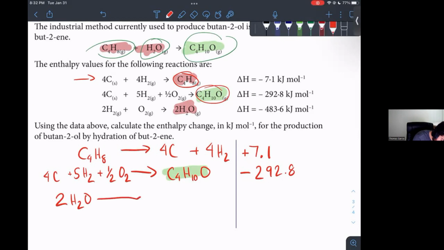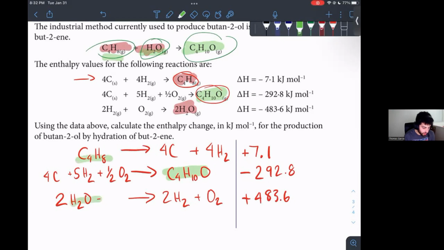So on this bottom one, I will do 2H2O reacts to form 2H2 plus O2. I'm trying to keep these arrows in the middle. And I'm almost done with this. This is going to be minus 483.6, but because I flipped it, it is now positive. So we'll notice that I now have my H2O, my C4H8 all on the right side. I've got my product on the right side, but I still have one more thing wrong.